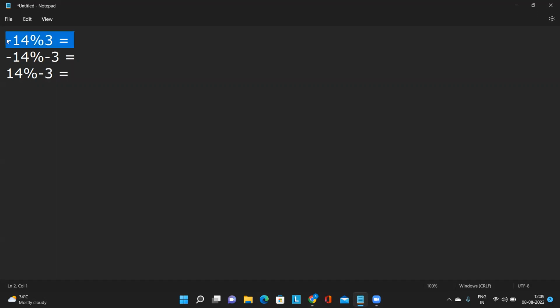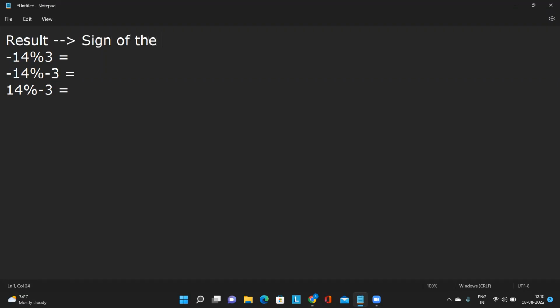So please remember, whenever you are having an expression like this, what you have to remember is the result. The result of a modulo operation will always carry the sign of my numerator. Whatever is the sign of my numerator, that is what my result will be carrying. This is a rule that we have to remember when we are dealing with our modulo operator. The result will have the sign of my numerator.